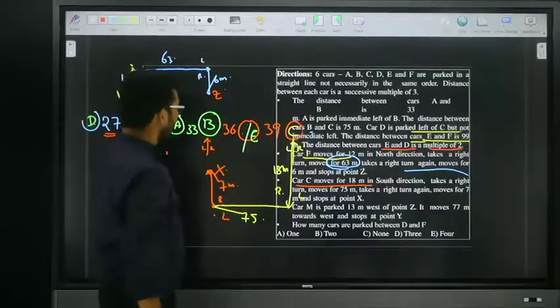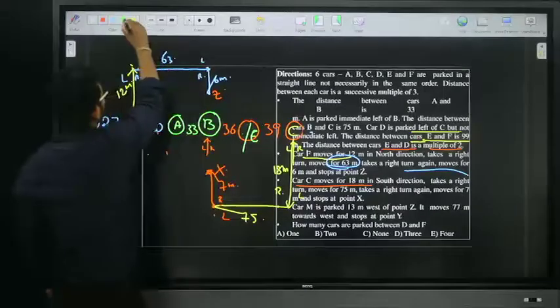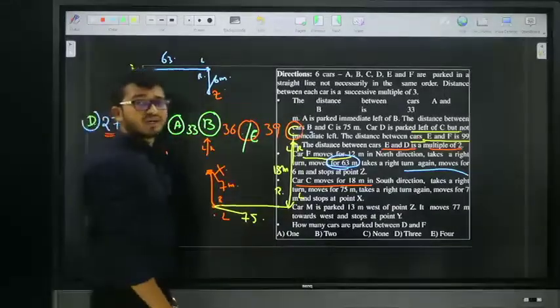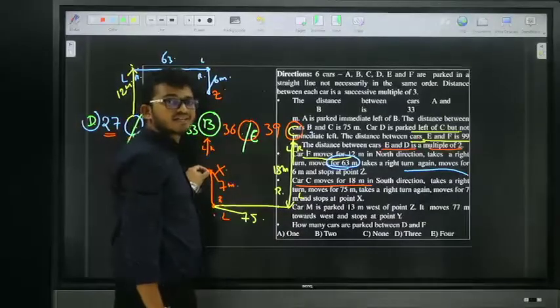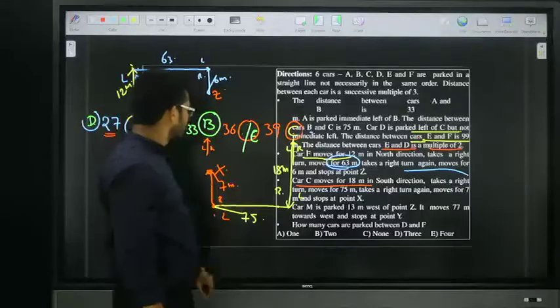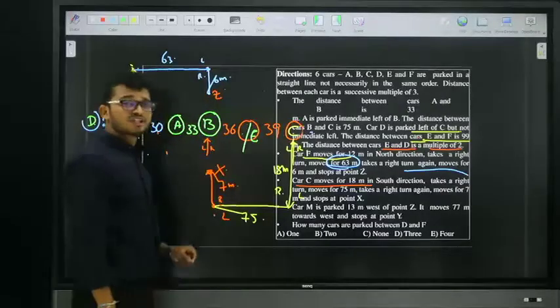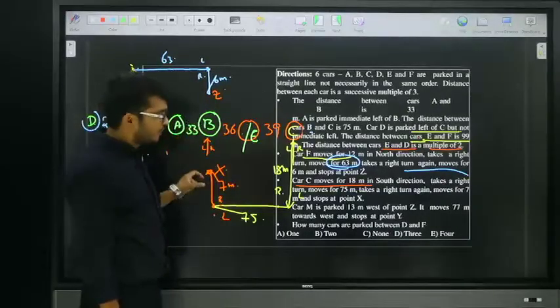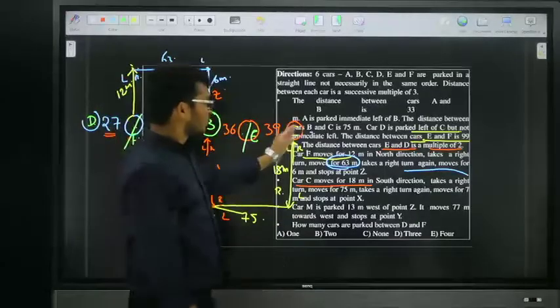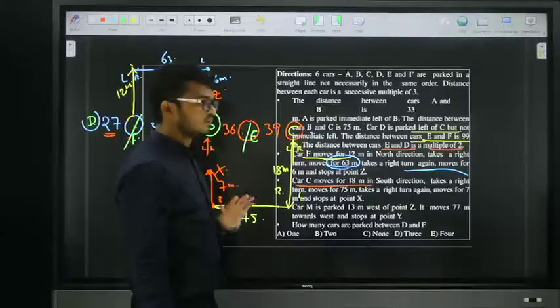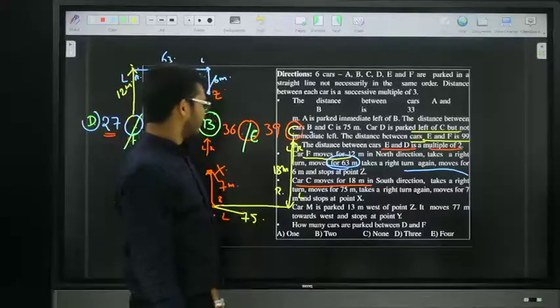So friends, the given question is: what is the distance between car B and point X? Give your answer as a comment. The mention is the distance between car B and point X. Next friends, now car C moving is also completed. Yes, leave it and go for the next one.